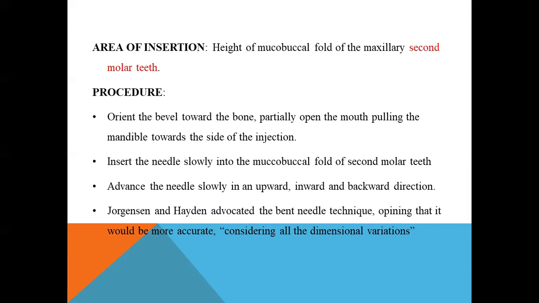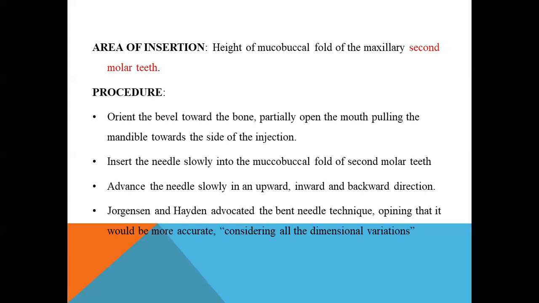Procedure: orient the bevel towards the bone. Ask the patient to open the mouth partially. Pull the mandible towards the side of injection. Insert the needle slowly into the mucobuccal fold of the second molar. Advance the needle slowly upward, inward, backward. These three words are most important whenever you are going to give a PSA nerve block. Upward, inward, backward. You have to advance the needle.